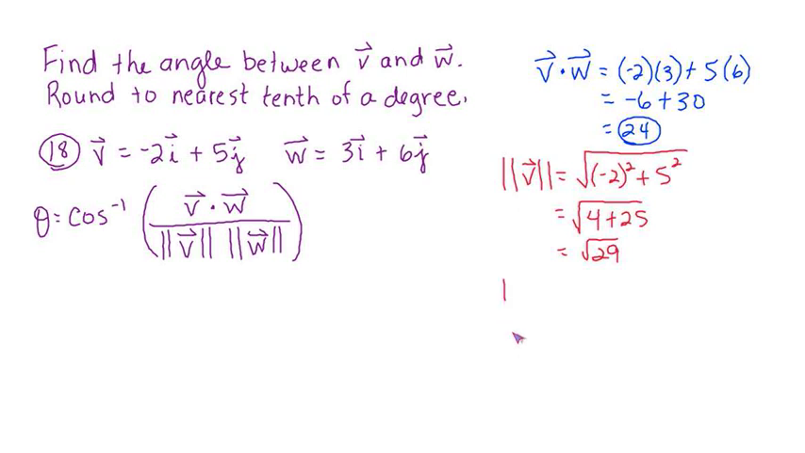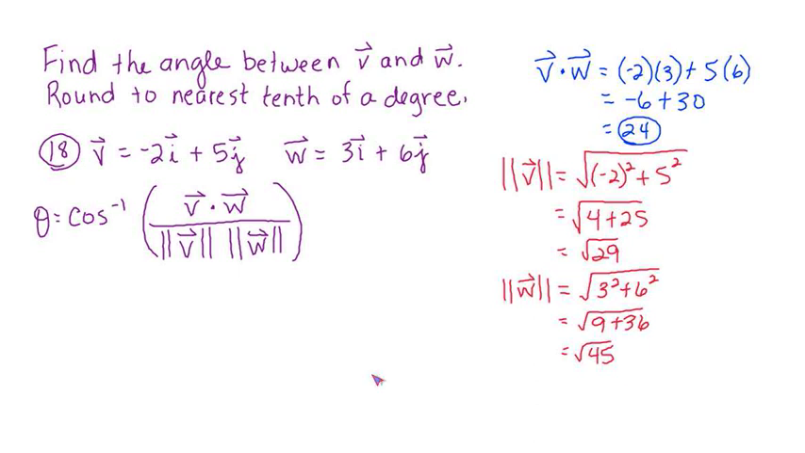Now let's find the magnitude of vector w. That's going to be the square root of 3 squared plus 6 squared. So that's the square root of 9 plus 36, which is the square root of 45.